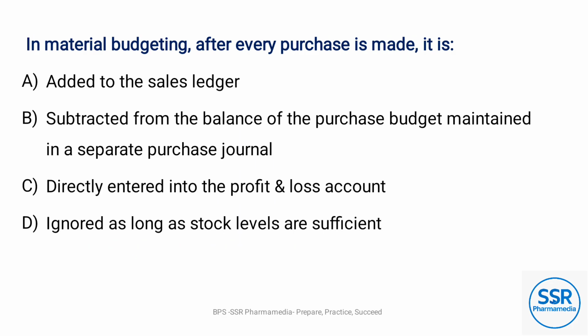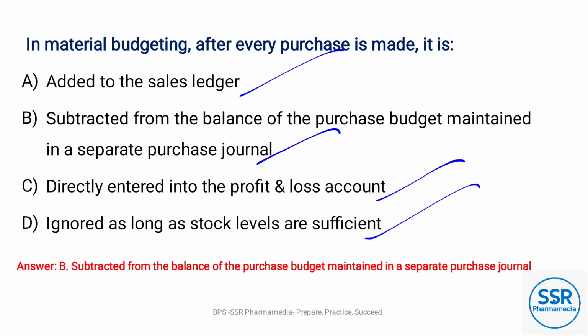Next question. In material budgeting, after every purchase is made, it is: option A, added to the sales ledger. Option B, abstracted from the balance of the purchase budget, maintained in a separate purchase journal. Option C, directly entered into the profit and loss account. Option D, ignored as long as stock levels are sufficient. So the answer is option B, abstracted from the balance of the purchase budget, maintained in a separate purchase journal.